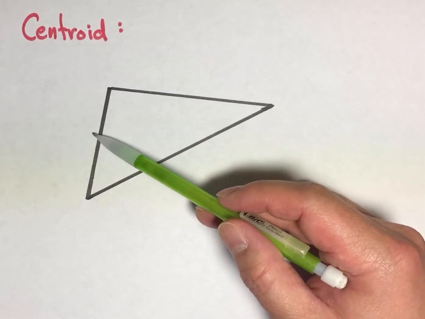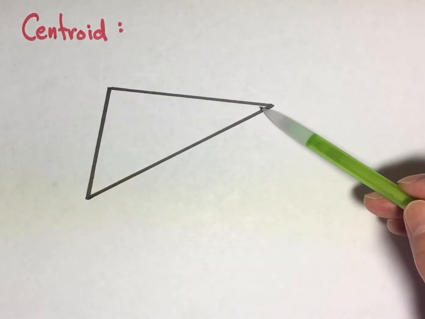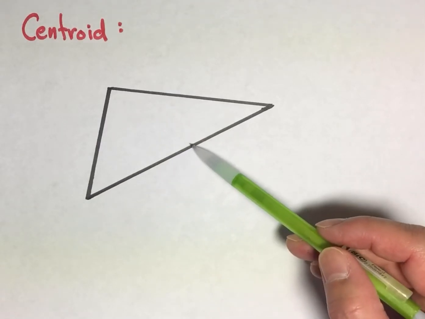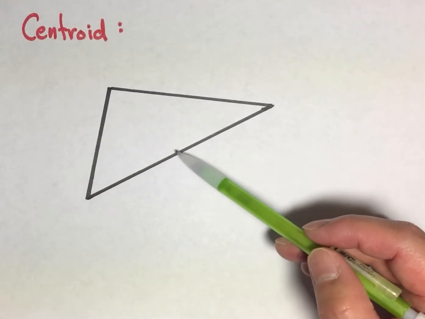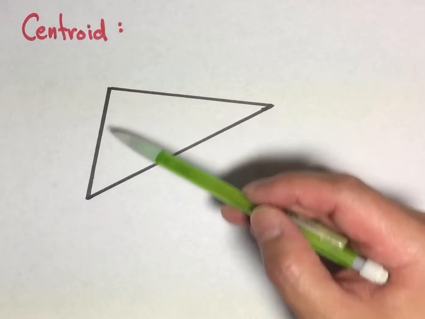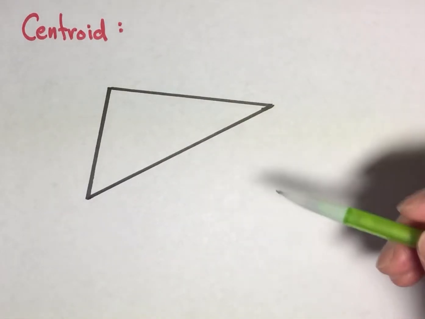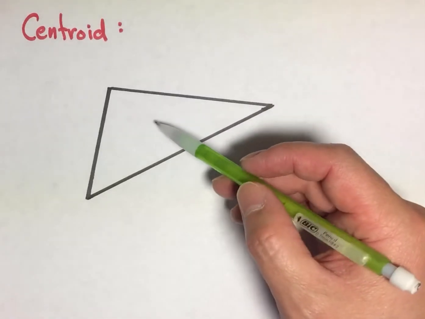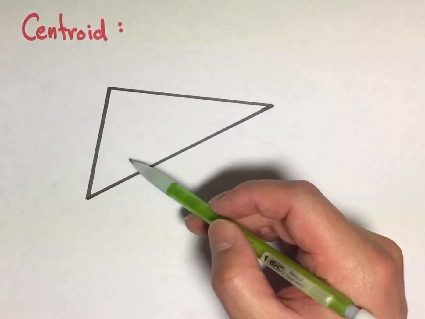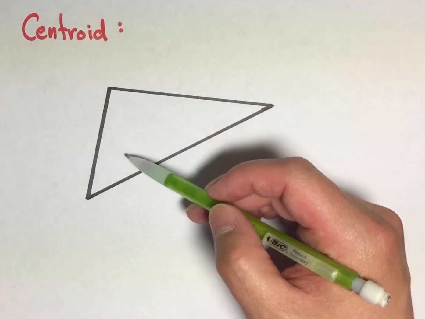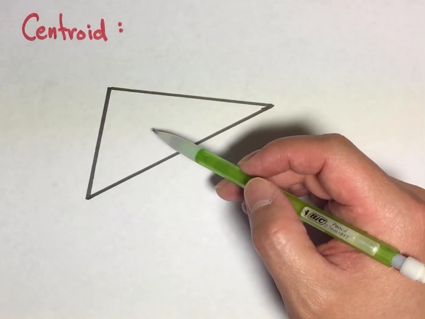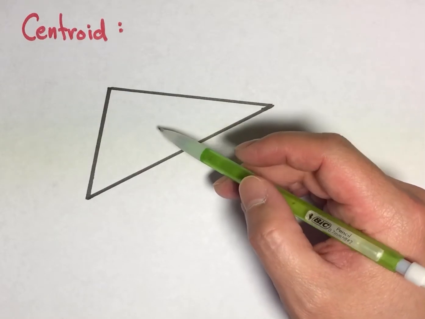What we're going to do is find three of these medians. So we'll find one over here for the left side, we'll do another one for this top side going to the opposite angle, and then we'll do this other one at the bottom right going to the opposite angle. Now, where the three medians intersect, that is going to be our centroid. Now, the centroid will always be somewhere inside our triangle.